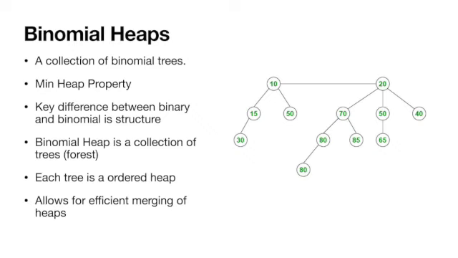So, the binomial heap. A binomial heap is a collection of binomial trees. It applies the min heap property or the maximum heap property. The key difference between binary and binomial is the structure of the tree itself. A binary heap is a single tree, while a binomial heap is actually a collection of trees. Each tree is ordered based on the specific implementation of either the minimum or the maximum heap property. One of the major benefits of binomial heaps is that they allow for efficient merging of heaps.